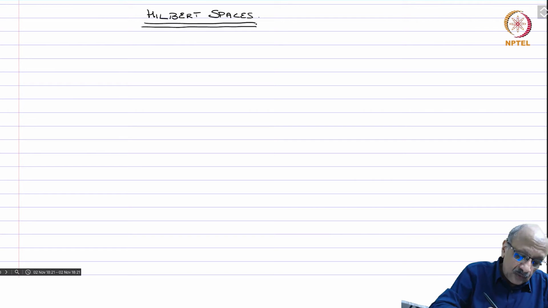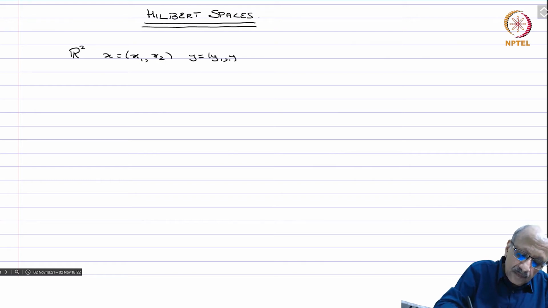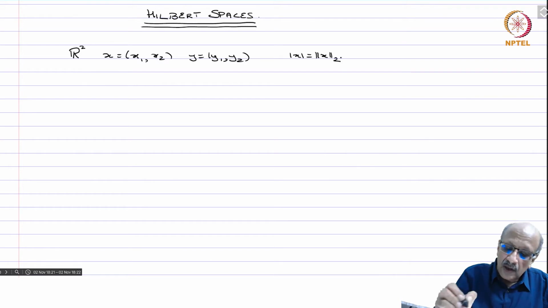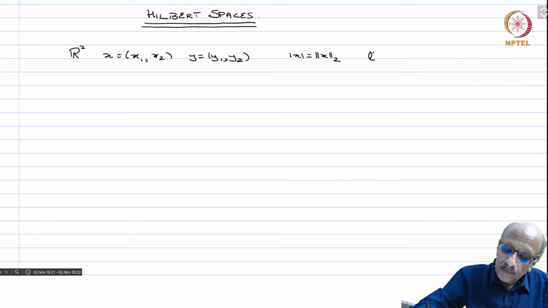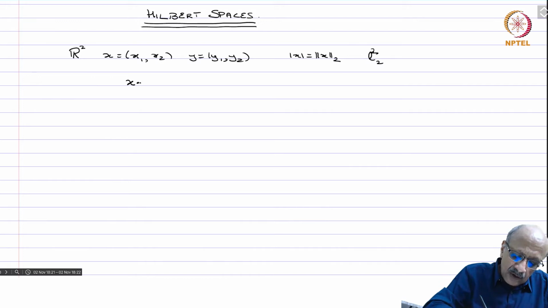How is it done in R2? For instance, if you take the plane R2 and you have two vectors x equals (x1, x2) and y equals (y1, y2), then mod x is the norm x 2, that is the norm in ln2. So you think of ln2. Okay, so this is the norm x 2, and then you have what is called the inner product: x dot y equals mod x mod y cos theta.